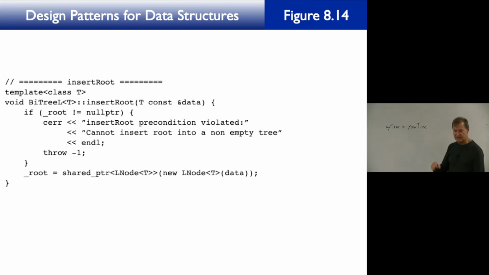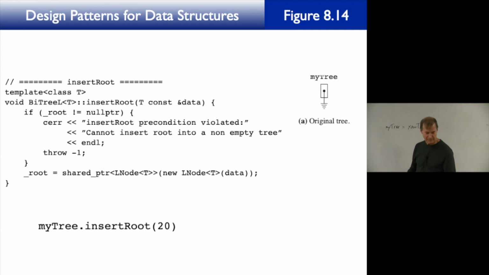Now let's take a look at insert root. What's our precondition? If _root is not equal to the null pointer, we're in trouble, right? Remember when we did the demo? You can only insert root into an empty tree. Are you with me? So what happens then is it does a throw -1. Otherwise, _root gets new LNode t data, right?